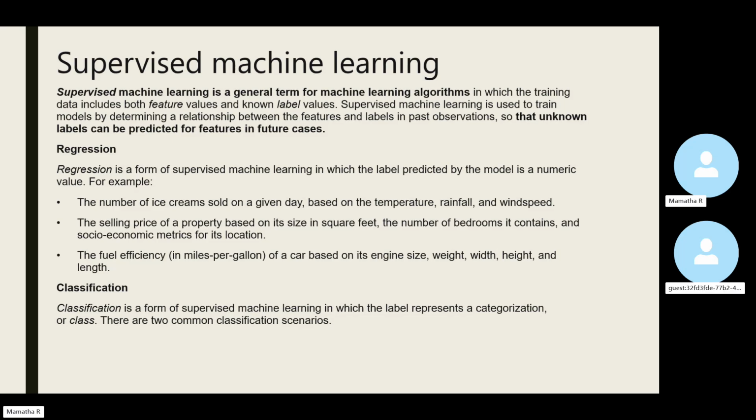So based on that, we had been segregated into supervised and unsupervised. Here, usually for the dataset preparation, we will be considering both the features and the labels. When I talk about supervised learning, it will try to determine the relationship between the features and the labels based on past observation. That means unknown labels can be predicted based on the features, like the past values.